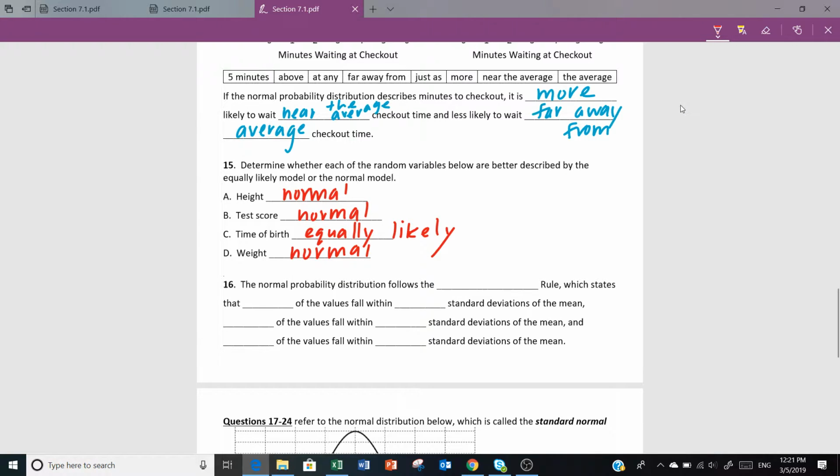The normal model follows the blank rule, which states that blank of the values fall within blank standard deviations, blank within blank, blank within blank. What was that called? See if we can fill it in. Follows the empirical. Good.